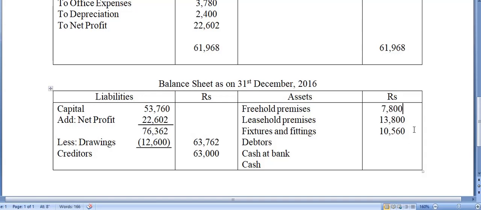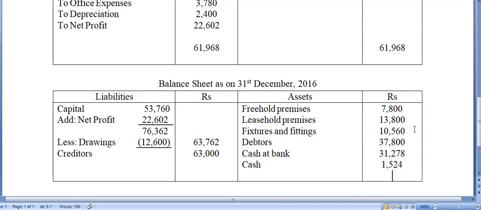Now the debtors is 37,800. Then cash at bank, where is that? Okay, cash at bank is 31,278. Then cash is 1,524. Okay, so this is how we have marshaled the balance sheet.